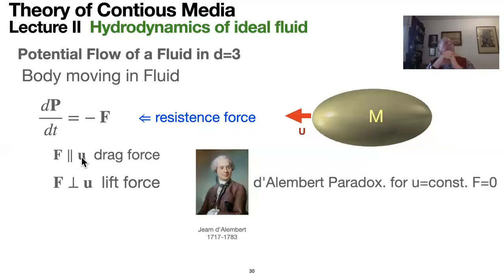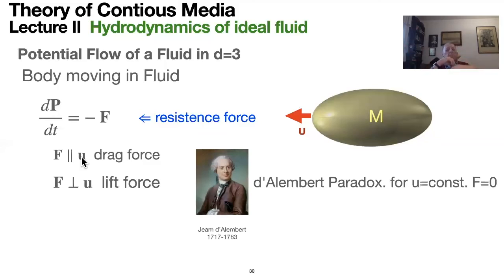And these are the forces which are acting, for example, on a plane wing when it moves in the fluid. But there is a problem in hydrodynamics, which is pretty obvious, namely, what happens when the velocity of a body is constant. When the velocity of the body is constant, then the force acting on our body is equal to zero. So there is no drag force on a body which is moving in an ideal fluid. So all the forces are equal to zero.